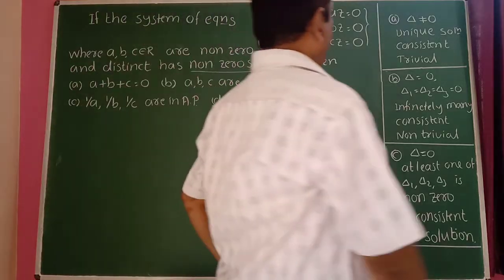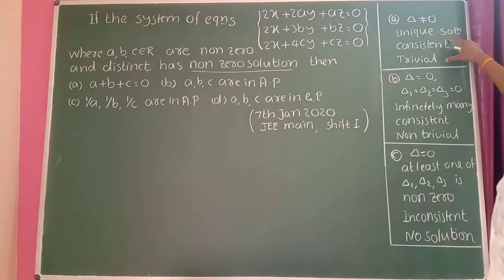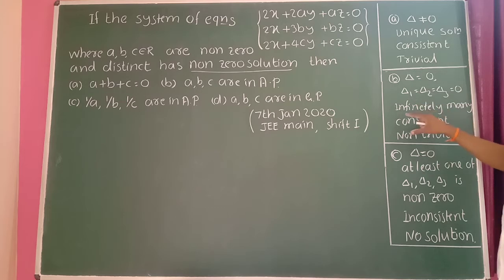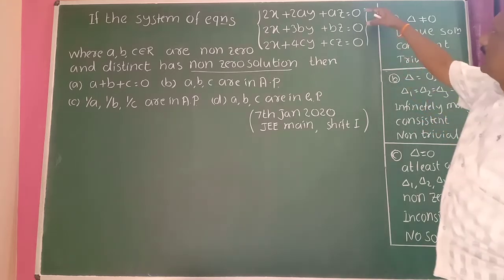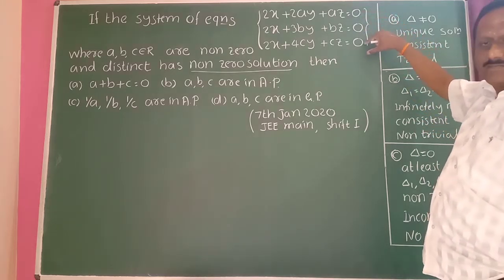Then either this is applicable here or this can be applicable. In this case it has a unique solution. In this case it has infinitely many solutions here. In this example the second one is suitable here because the RHS is 0, 0 and 0.